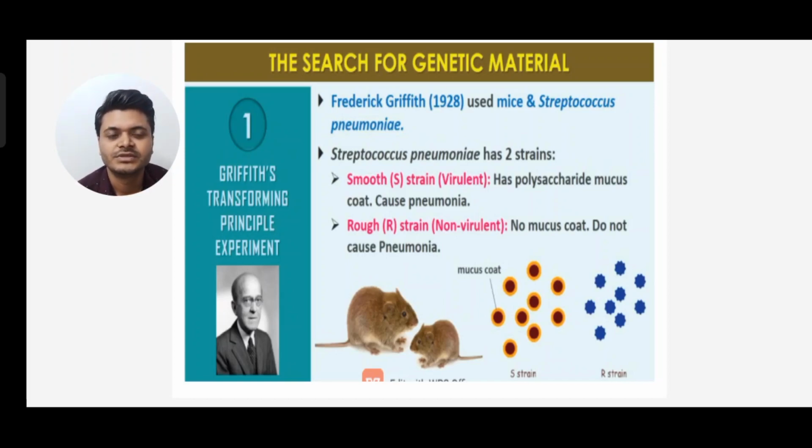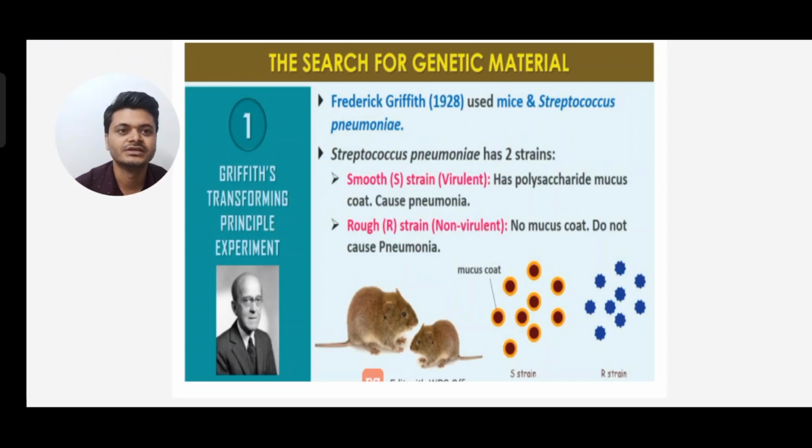Streptococcus pneumoniae has two strains. One is the smooth strain that is virulent in nature, and the other is the rough strain that is non-virulent in nature. The smooth strain, virulent, has a polysaccharide mucus coat and causes pneumonia. Whereas the rough strain is non-virulent, has no mucus coat and does not cause pneumonia.